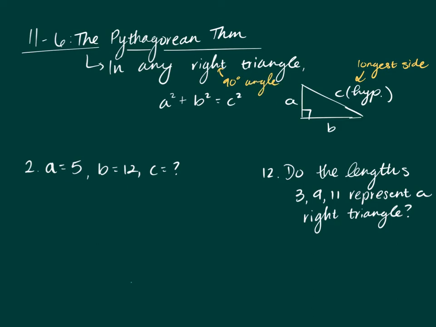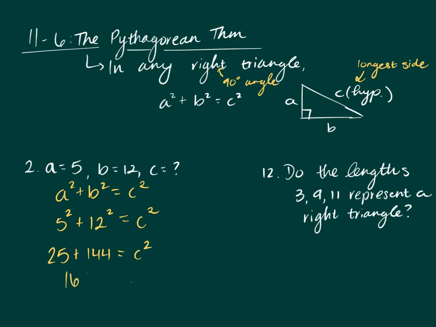So let's look at 2. In 2, they give us that A is 5, B is 12. What is C? So we know we're going to be using the Pythagorean theorem here. So I'm going to write that down. And I'm going to plug in for A and B and solve for C. So I've got 5 squared plus 12 squared is equal to C squared. This is 25 plus 144 is equal to C squared. 169 is equal to C squared.